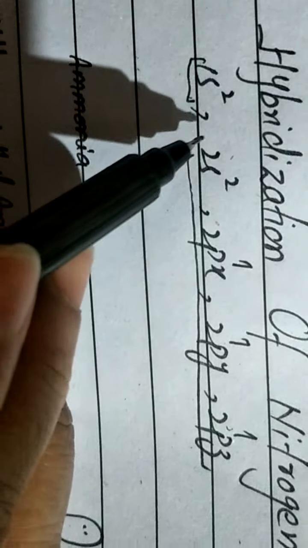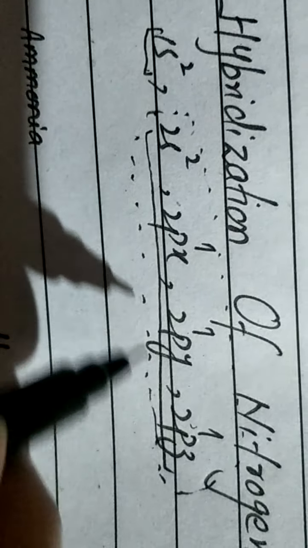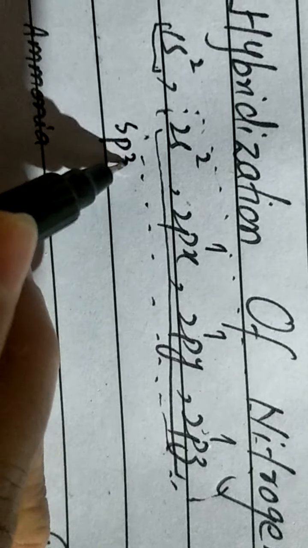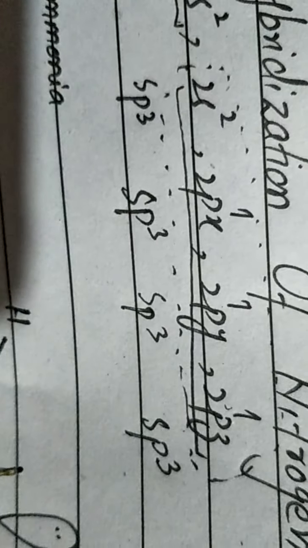When the s and three p orbitals mix together to form four equivalent hybrid orbitals, this 2s and these three 2p orbitals mix together to form four sp3 hybrid orbitals: sp3, sp3, sp3 and this one sp3. These mix together to form four equivalent hybrid orbitals. One of these sp3 hybrid orbitals contains 2 electrons and the other 3 contain 1, 1 and 1 electron each.